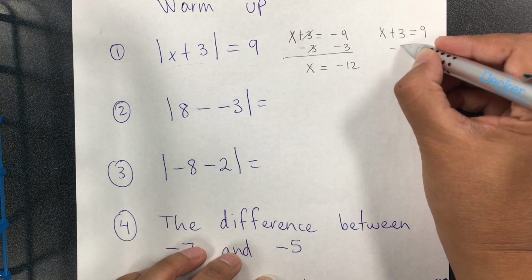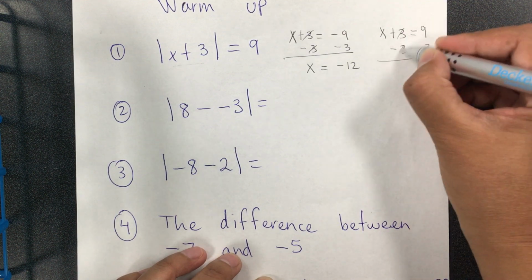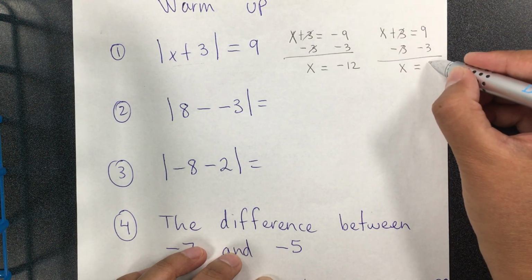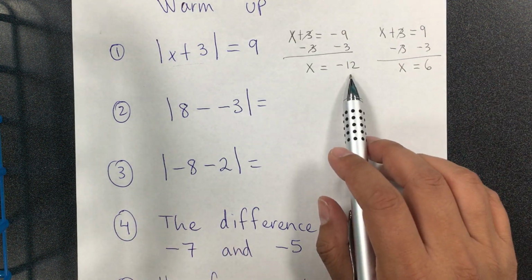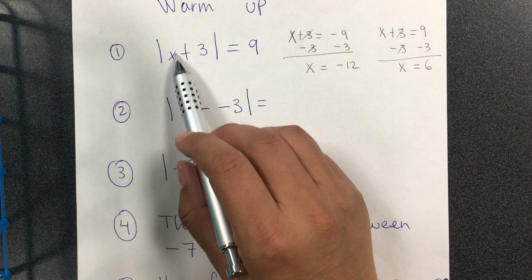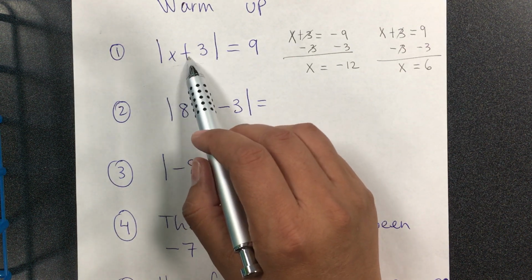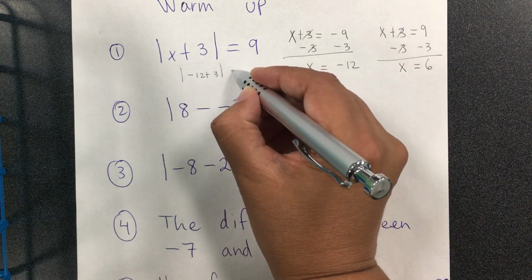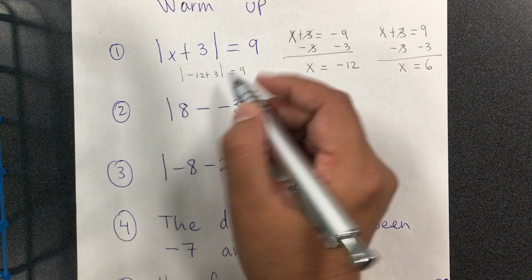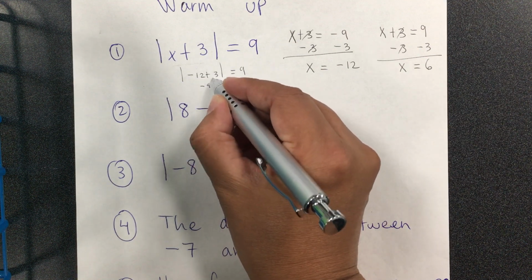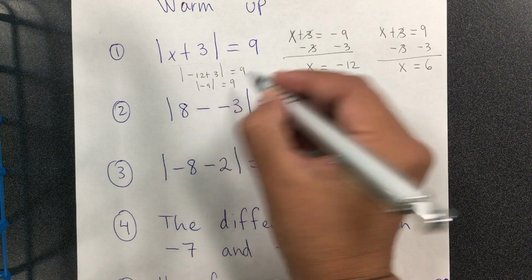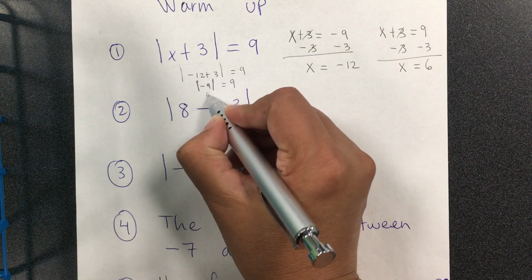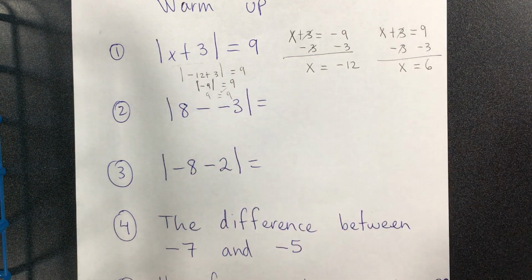The other one is subtract 3 from both sides. This cancels and you get x equals 9 minus 3, which is 6. When you substitute, I'm just going to do it with the first one, negative 12 is the value of x. So negative 12 plus 3. Negative 12 plus 3 is negative 9, but it's inside of the absolute value. And then the absolute value of negative 9 is 9, so we can see that it is equal, so check.